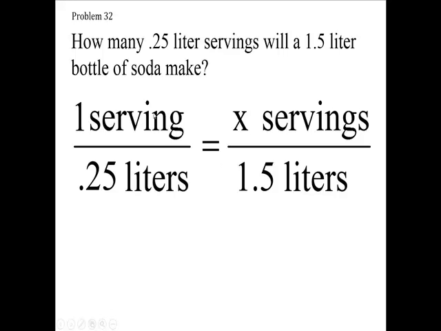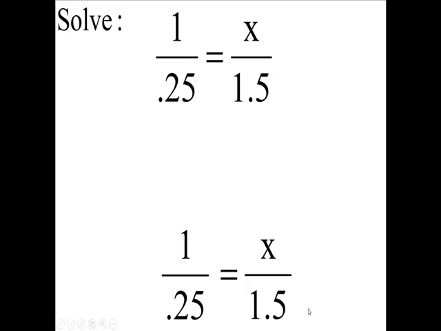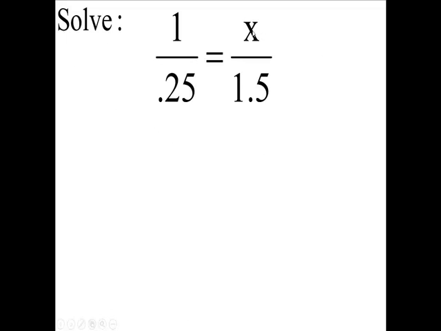To make it simpler, we got to get rid of all these words. Let's put the 1 on the top and the 1 on the top and the 0.25 on the bottom. Put X on the top and 1.5 on the bottom. Okay? And copy that up here. So we want to solve this for X now.